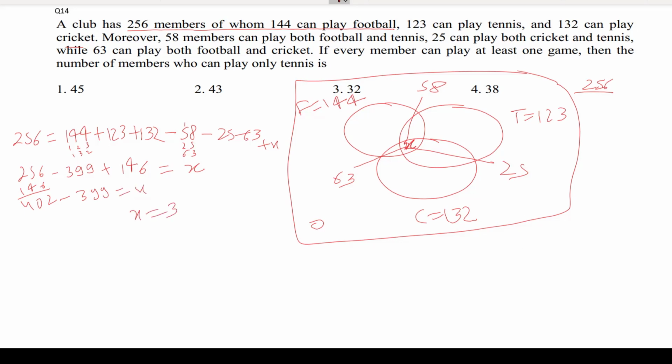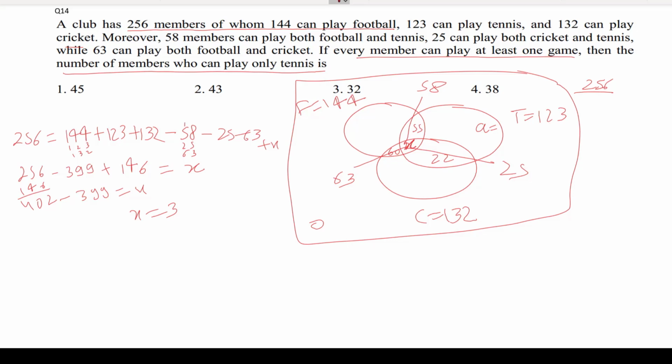Now x is 3. The question is asking, if every member can play at least one game, then the number of members who can play only tennis. So we need to find this. So for this x is 3, then this will be 55 and this will be 60 and this is 25, then this will be 22.